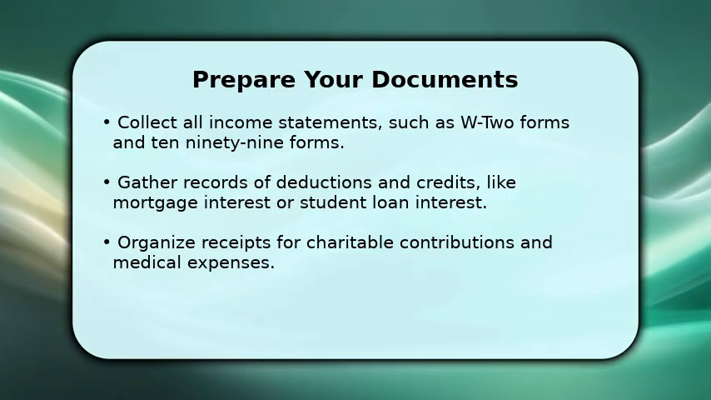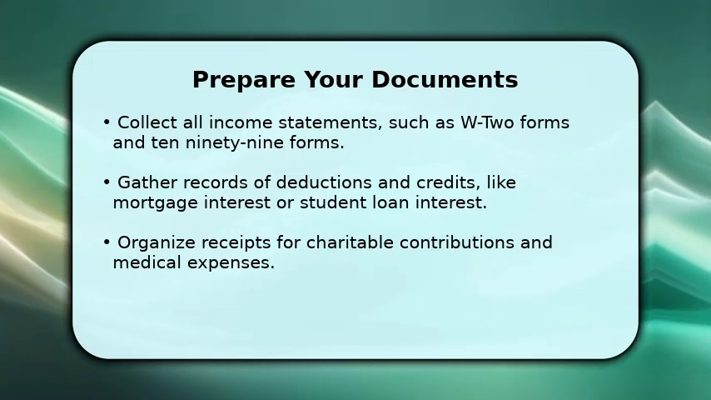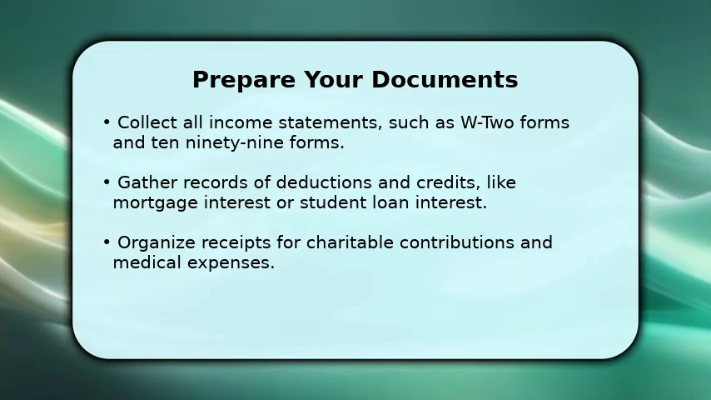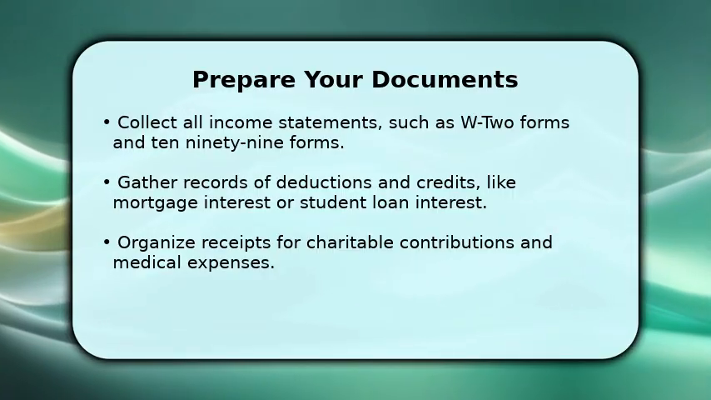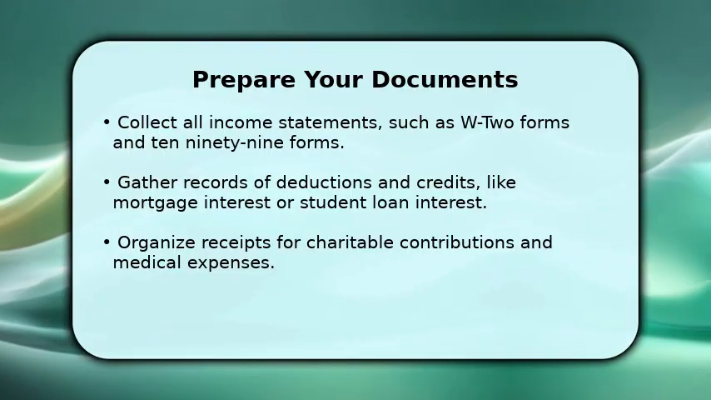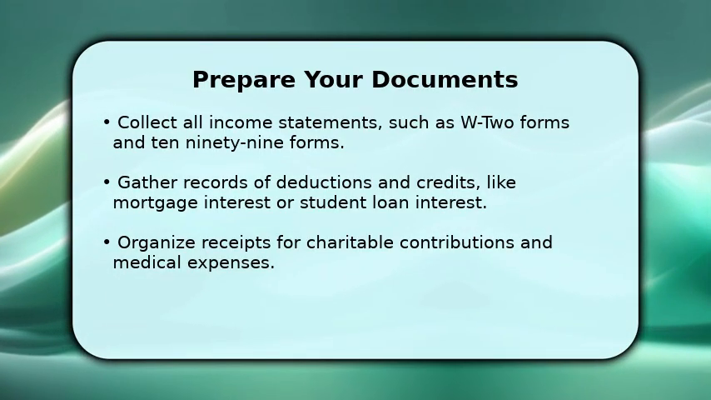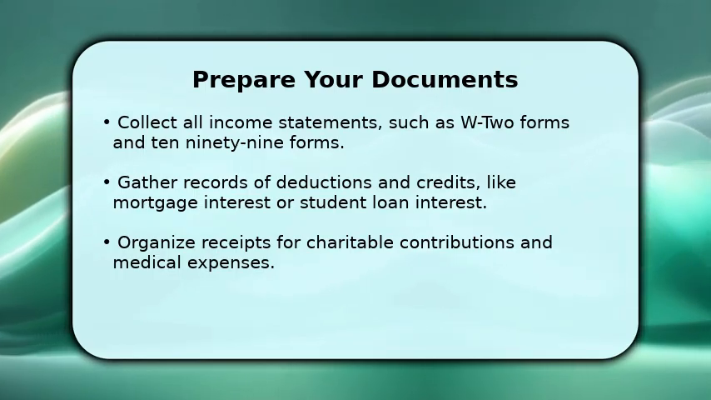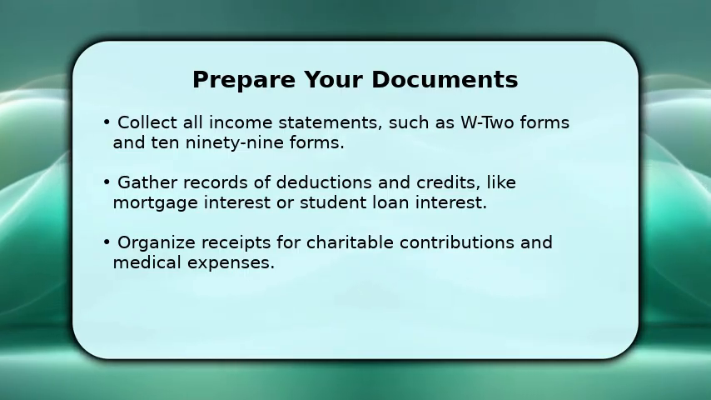Before you begin, it's crucial to gather all your financial documents. This includes income statements like your W-2 from employers and any 1099 forms for other income sources. Don't forget records for potential deductions and credits, such as mortgage interest statements, student loan interest forms, and receipts for charitable donations. Having everything organized beforehand will save you a lot of time and prevent errors during the filing process.